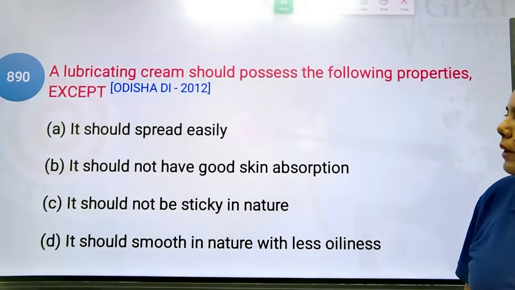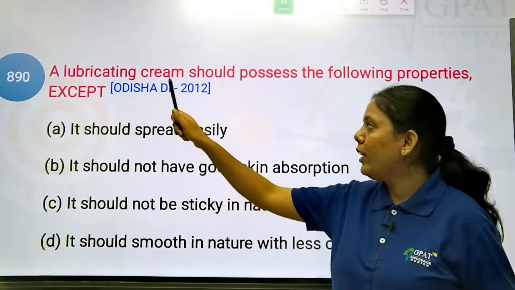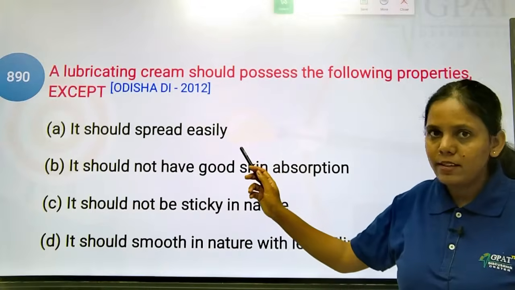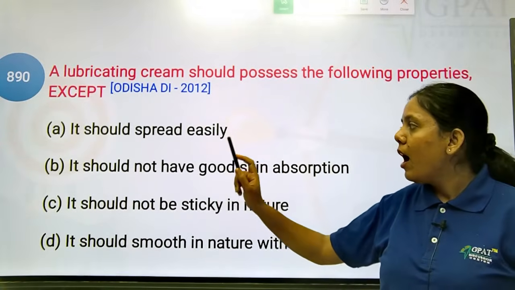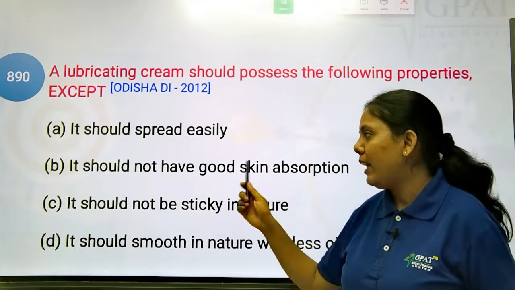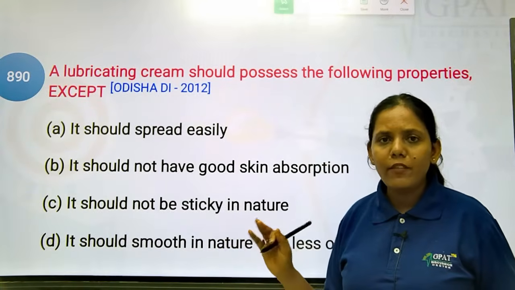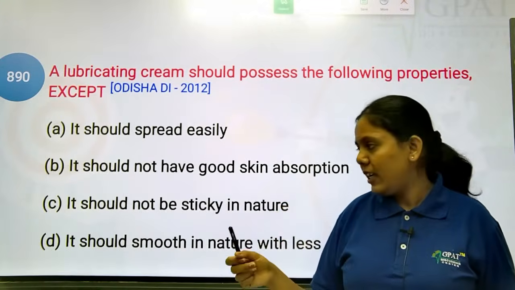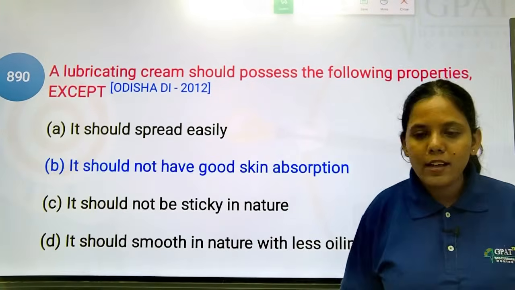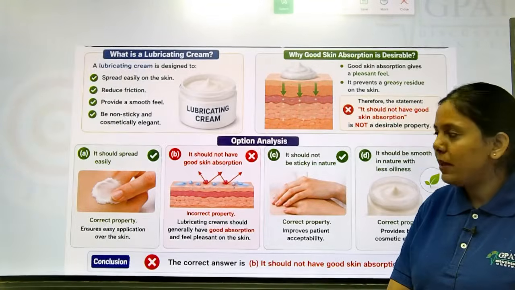Next question is, a lubricating cream should possess the following properties except. Read the question carefully, Odisha DI 2012. It should spread easily. Yes, a lubricating cream should spread easily. It should not have good skin absorption? There is no cream which should not have good absorption, right? Option B is the correct answer. It should not be sticky in nature, definitely. It should not have any kind of stickiness. It should be smooth in nature with less oiliness, of course. So option B is the right answer, but it is the incorrect statement. Okay. Very good.